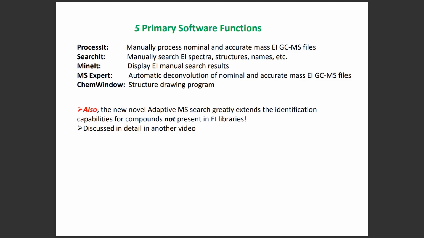There are 5 primary software functions in the KnowItAll mass spectrometry software. The first being Process It, which manually processes nominal and accurate mass EI GCMS files. Search It, which manually searches EI spectra, structures, names, and other properties. Mine It, which displays EI manual search results plus the search results from other fields. MS Expert is an automatic deconvolution of nominal and accurate mass EI GCMS files. And finally, Chem Window, a structure drawing program that's integrated into the software.